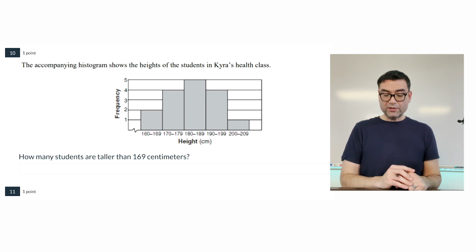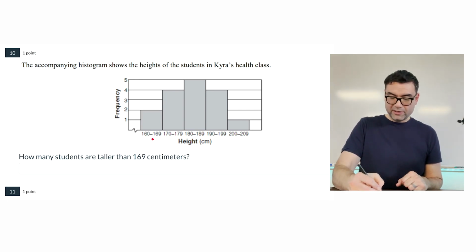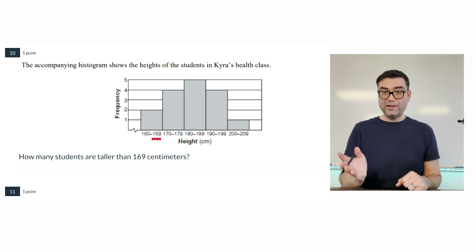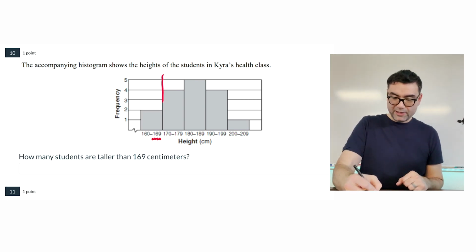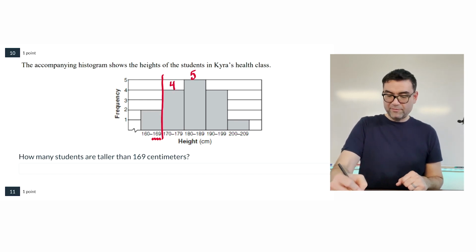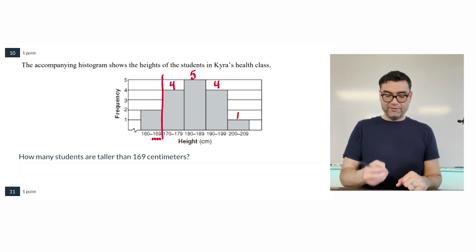How many students are taller than 169 centimeters? So in this bar here, the range ends at 169. So if you're taller than this, you're all the bars after this bar. So that would be a frequency of 4 plus 5 plus 4 plus 1, which would be 14 students.